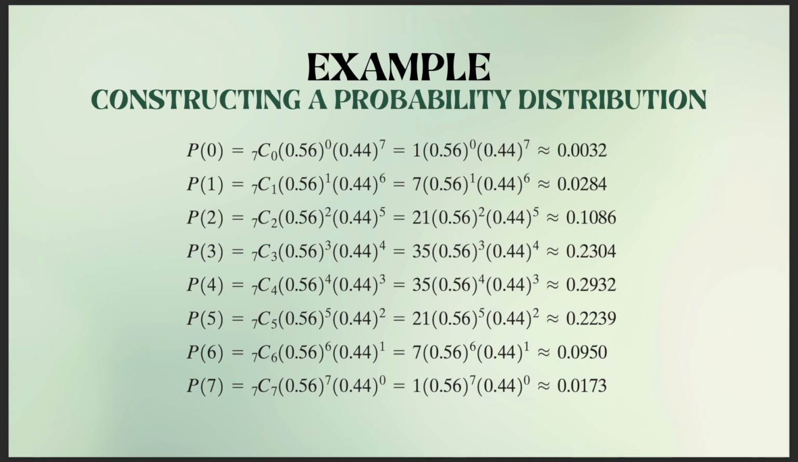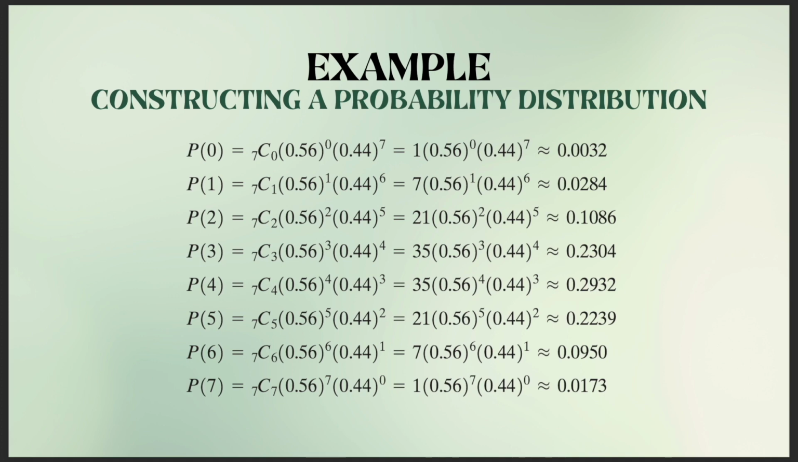And then I left the rest the same and then computed those out, and we got that the probability that none of them like beef is 0.0032. So that's 0.32%. And then the probability that exactly one likes beef is 2.84%. Probability that two of them like beef is 10.86%.